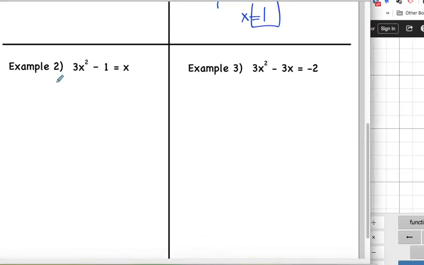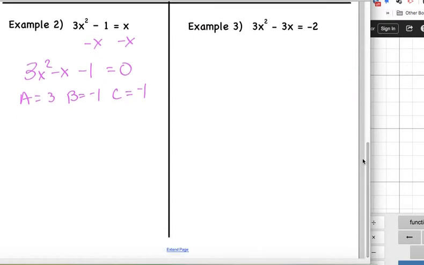So we're going to be looking at this one here on the left. The first step is to bring everything to the same side. So what I'm going to do is move this x value that is on the right side. It's a positive x, so I'm going to move it by subtracting x from both sides. That's going to be my middle term. So I'm going to have 3x squared minus x minus 1 equals 0, giving me an a value of 3, a b value of -1, and a c value of -1.